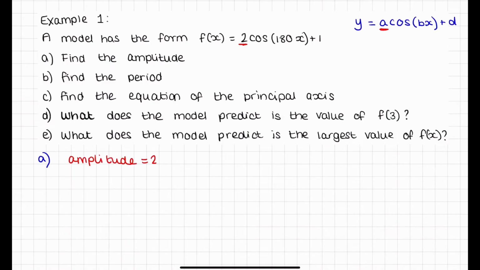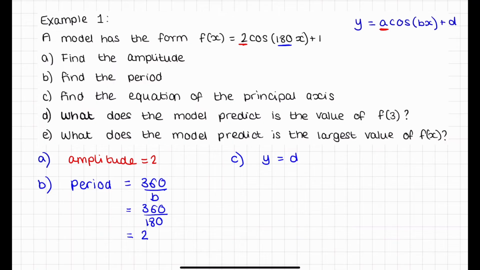B, find the period. So we looked at before and we said the period was 360 divided by b, and the b is the value in front of the x, which in this case is 180. So our period is 2. C, find the equation of the principal axis, so that is our d value. It's when y equals d. It's an equation, so we have to write it as y equals. And our d value is positive 1, so it means our equation is just y equals 1.